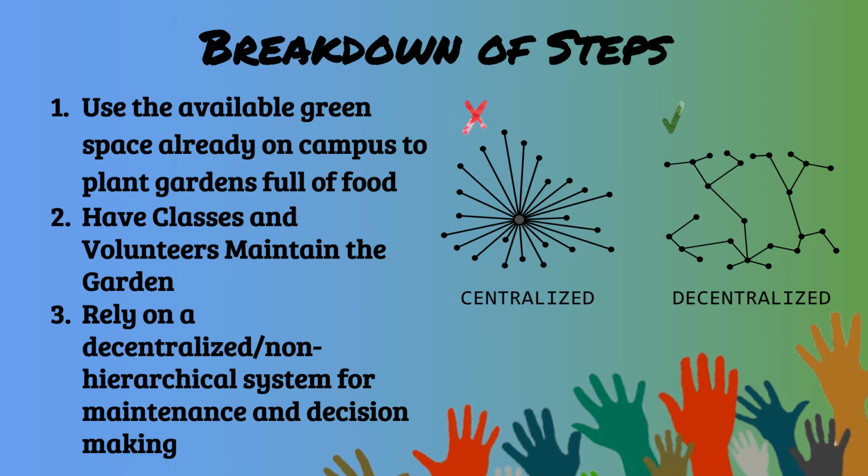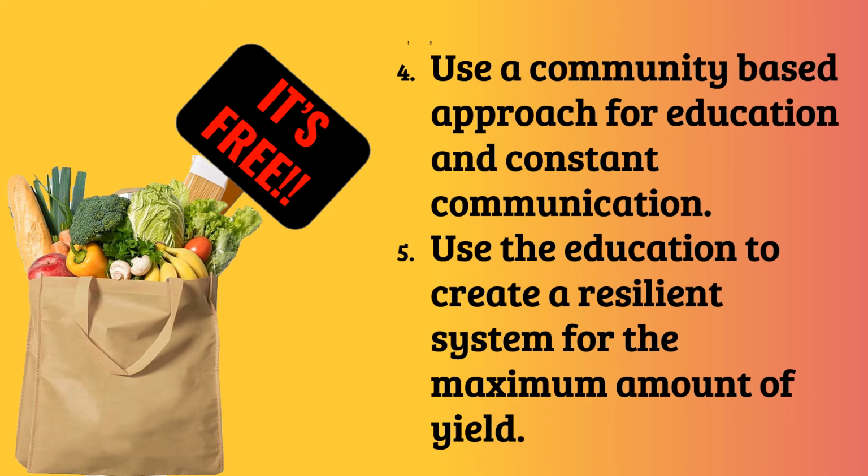Step 3, rely on a decentralized, non-hierarchical system for maintenance and decision making. Like rock ants, we'll use small groups working to make decisions about garden spaces, what, where, and how much to harvest, and where they want to distribute the food. Step 4, use a community-based approach for education and constant communication. A colony of insects is a tightly knit social organization, and small groups will help to foster the sense of community.